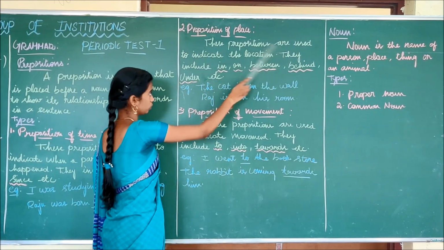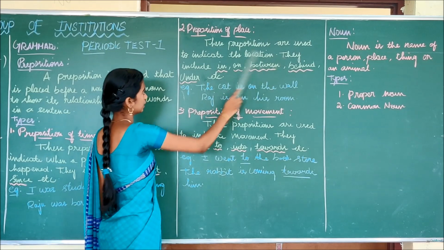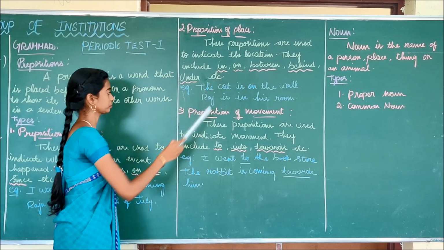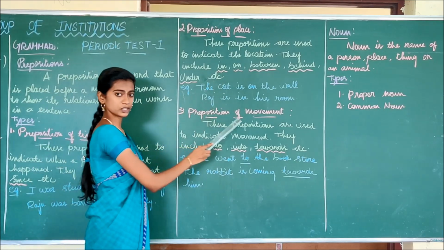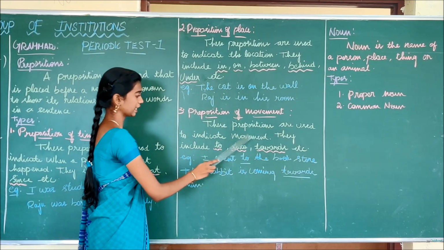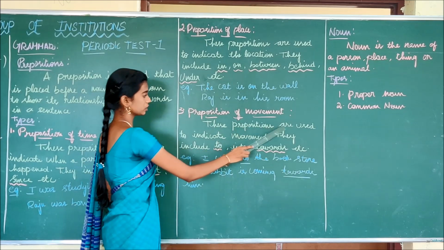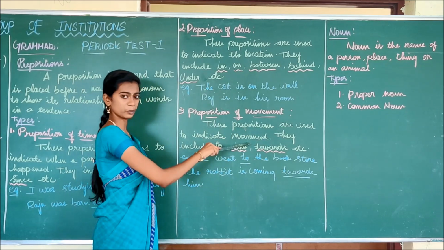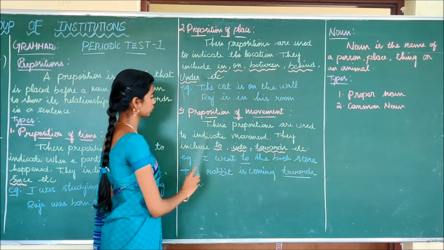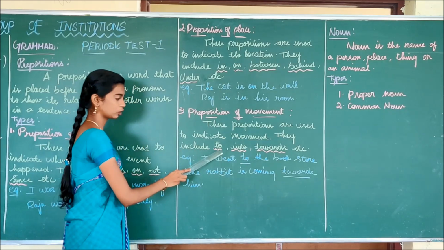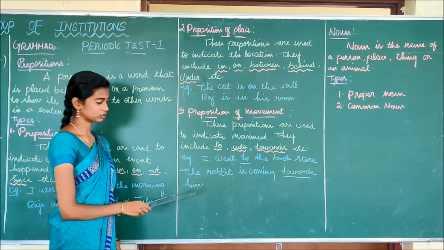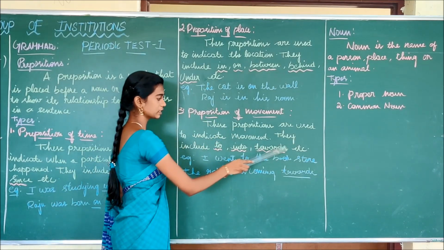These prepositions are used to indicate the location. They include in, on, between, behind, under, etc. So the third one is the preposition of movement. These prepositions are used to indicate movement. What is meant by movement? The act of moving. They include to, into, towards, etc. So this preposition of movement includes words such as to, into, towards, etc.